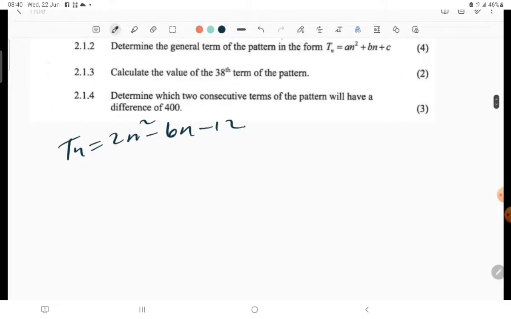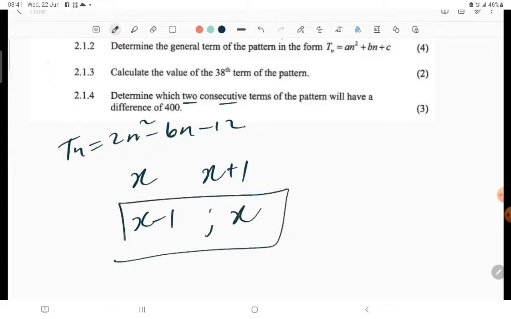Now, determine for which two consecutive terms of the pattern will have the difference of 400. So remember, when you are having consecutive terms, if you have x, then the other one is x plus 1. Or if you have x minus 1, then you add 1, and the second one is just x. So when these terms are consecutive, they have a difference of 1.